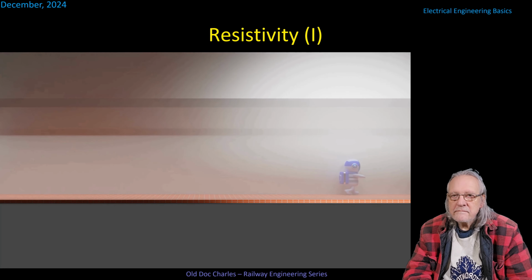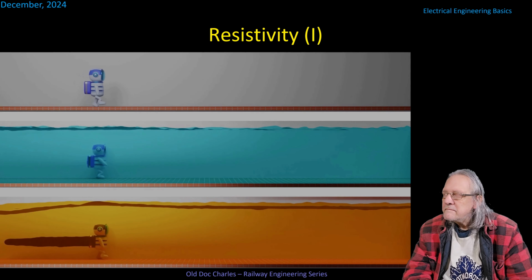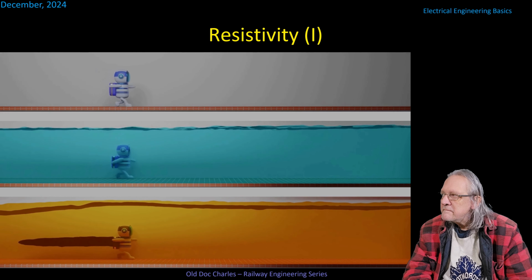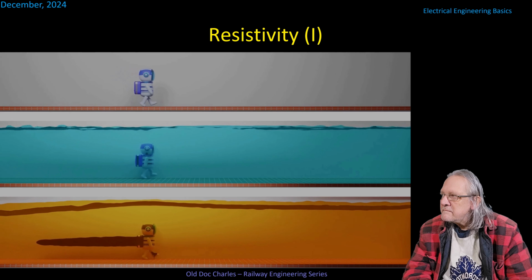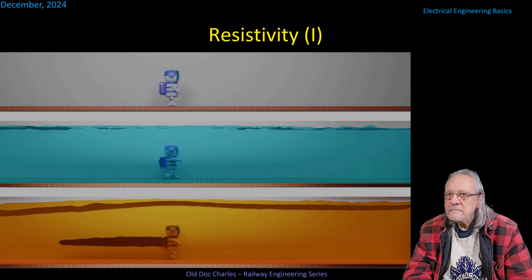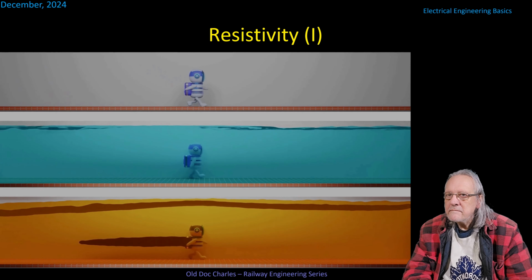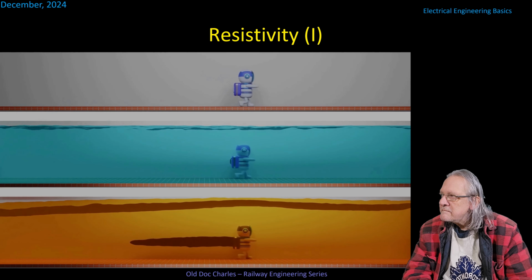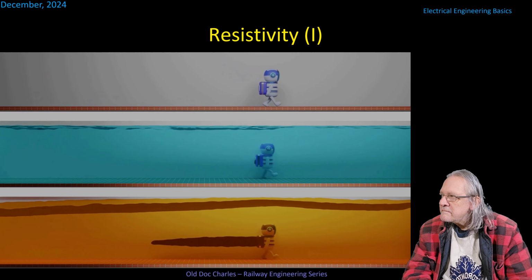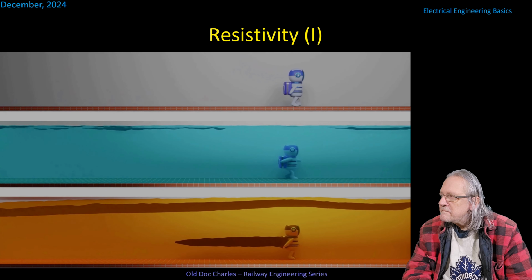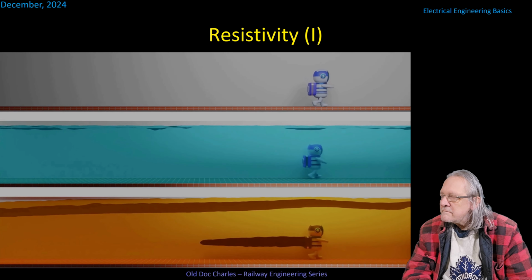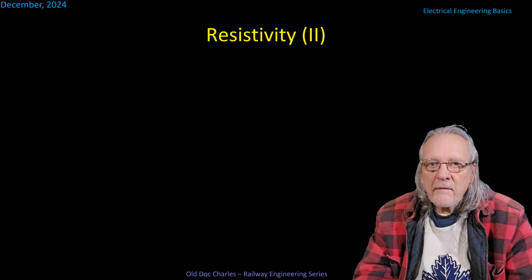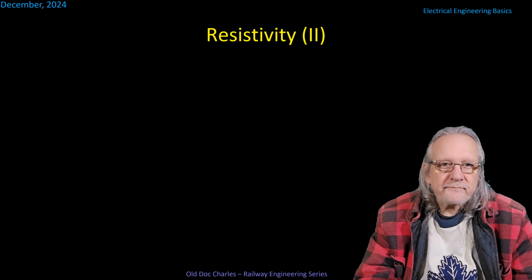Now, as shown, things expend different amounts of energy moving through different materials. Electrically, this material property is called resistivity. Resistivity is the opposite of conductivity, so materials with a higher resistivity are more difficult to flow through.